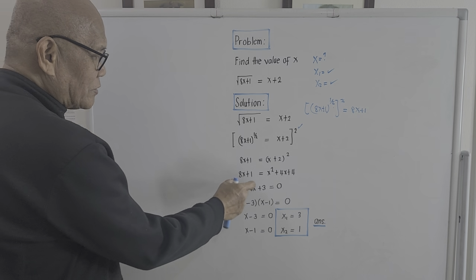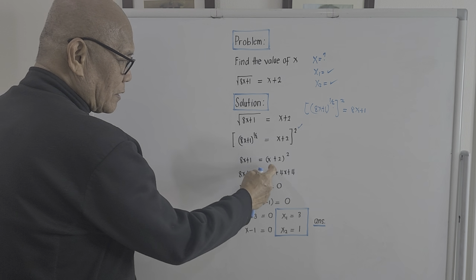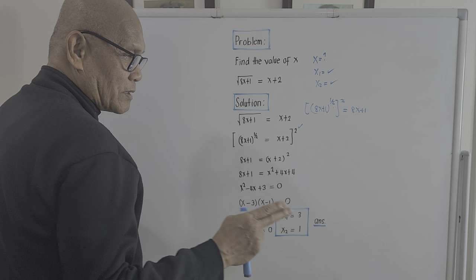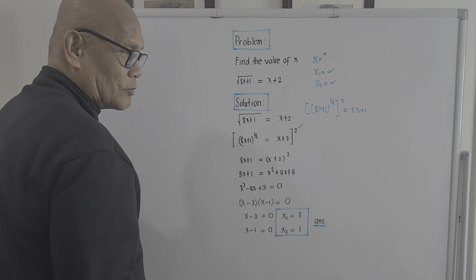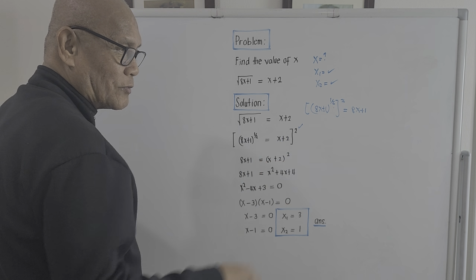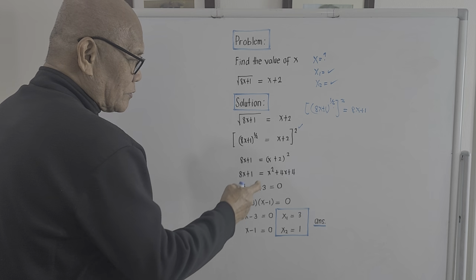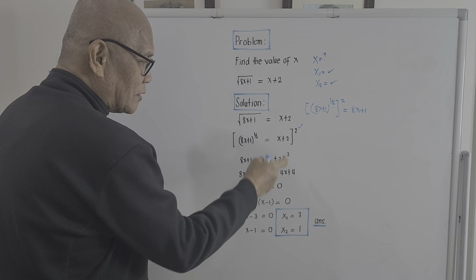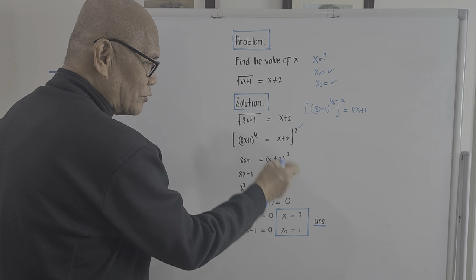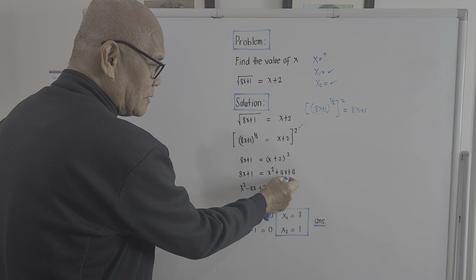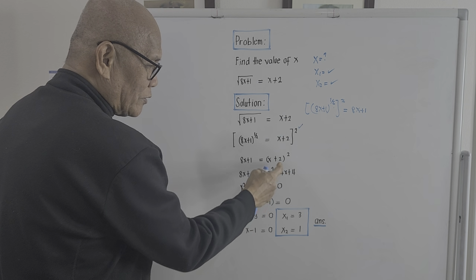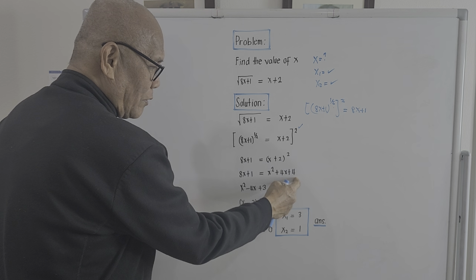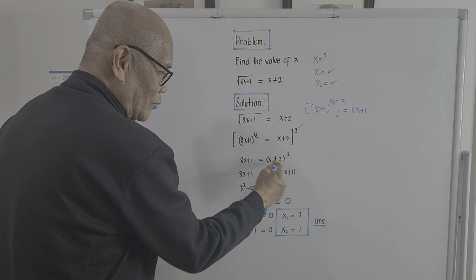Left hand side still the same. Right hand side, we are squaring a binomial, right? Two terms. We raise that to the second power. So the first one will be the square of x. The middle term will be 2 times x times 2, which is 4x. The pure constant term will be the square of 2, which is 4. So we square this binomial here.